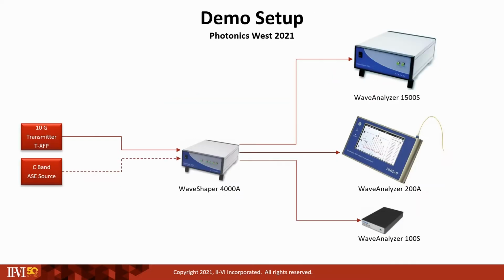Alright, let's get started. I'll first walk you through our measurement setup for the demonstration. We will be using two different optical sources. The first is a 10G tunable XFP transmitter. It contains fine spectral features not typically resolvable by conventional grating-based OSAs, and we'll see how the high-resolution capability of the Wave Analyzer allows us to resolve and analyze such fine spectral features. Our second optical source is an erbium ASE source, which we'll use to produce a broadband spectrum across the entire C-band.